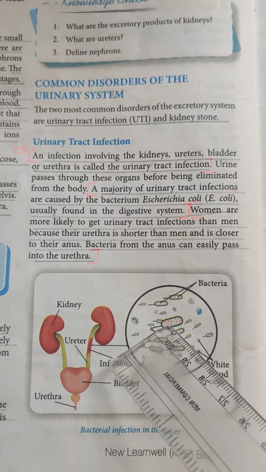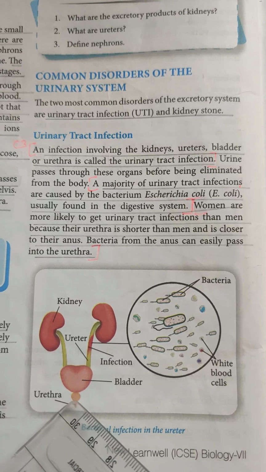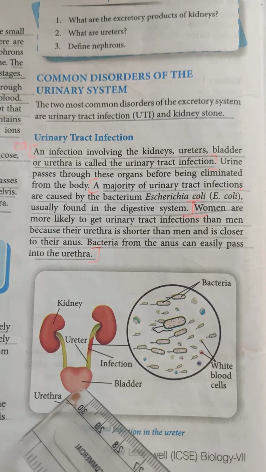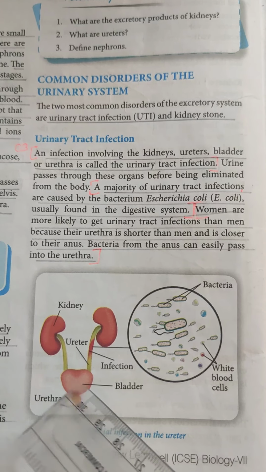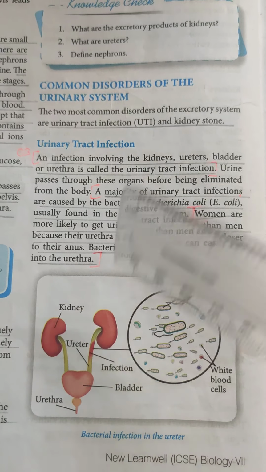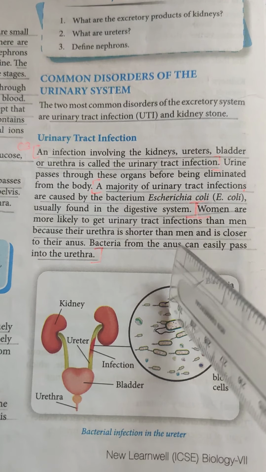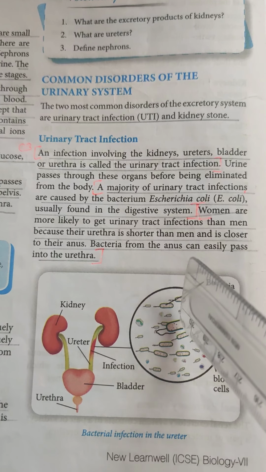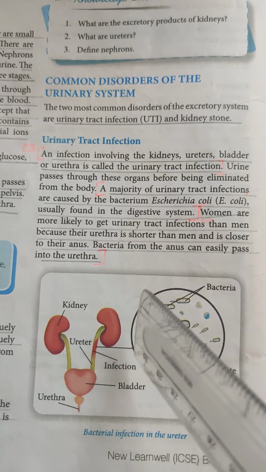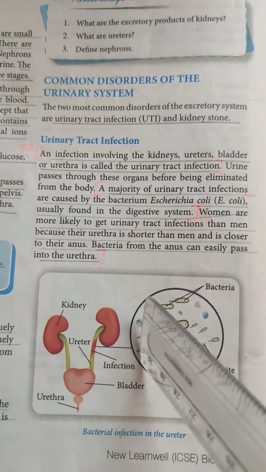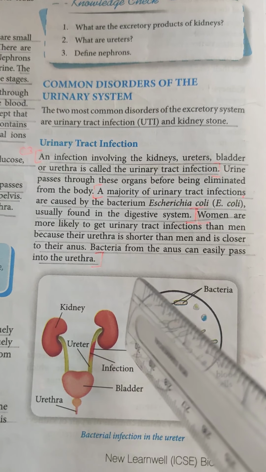Women are more likely to get UTI as compared to men because their urethra is shorter and it is closer to their anus. Bacteria from the anus can easily pass into the urethra. The symptoms of UTI are a strong and frequent urge to urinate, a burning or painful sensation while urinating, and abdominal pain. Mostly, UTI is treated with antibiotics. Patients are usually advised to drink a lot of fluids.